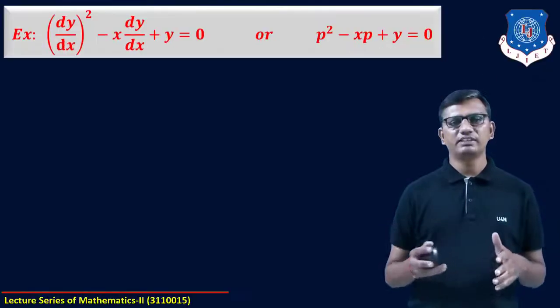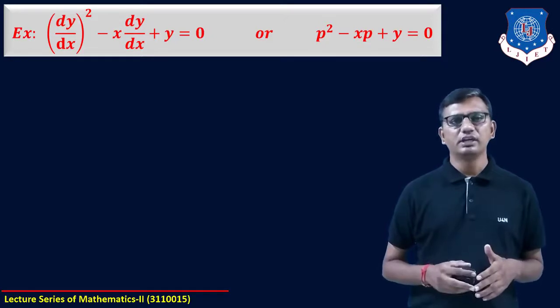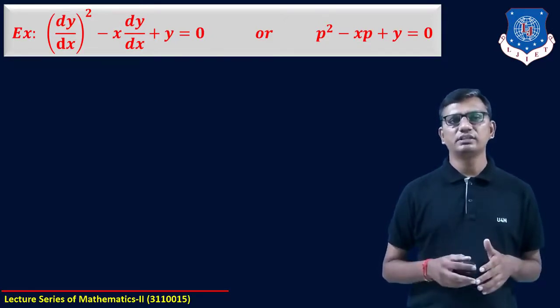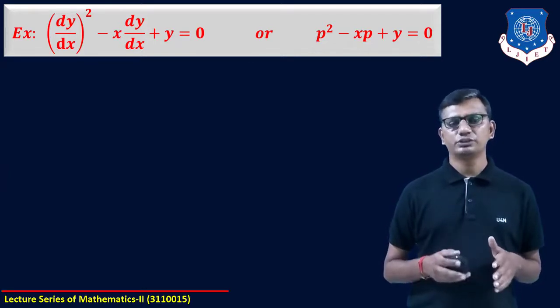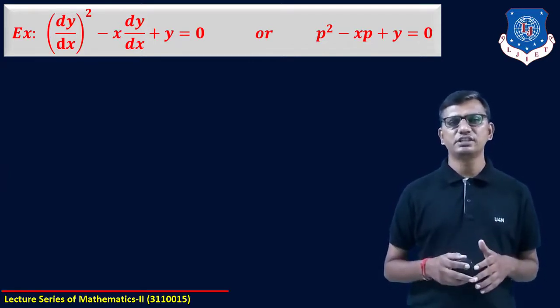Let us see some examples related to this topic. (dy/dx)^2 - x dy/dx + y = 0. This is our first order second degree ordinary differential equation.